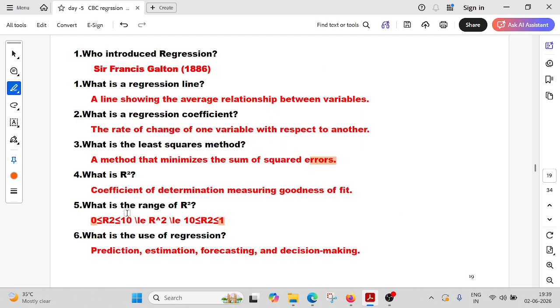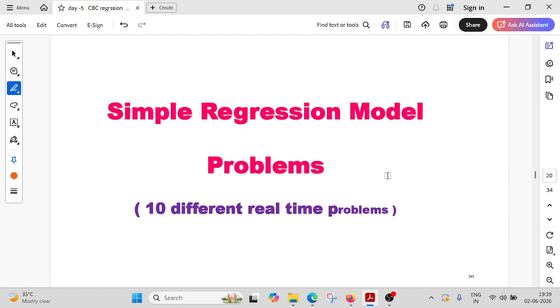Now we can move on. I have taken 10 different real-time problems, because this will be very useful. I didn't take very large problems, only very short problems, because I think in many subjects in third year and fourth year you are going to learn about regression models. That's the reason I have taken very short models, and how you are going to get the answers. Similarly, you are going to write the code for that.